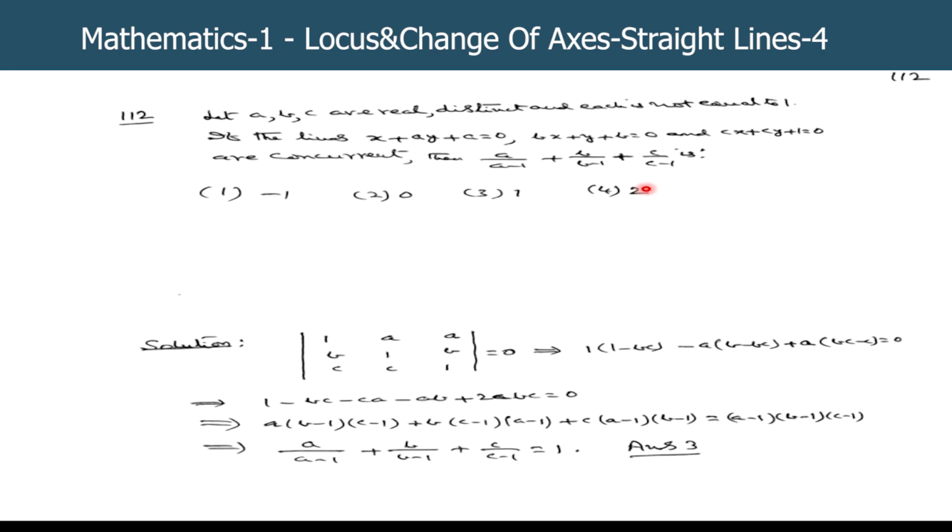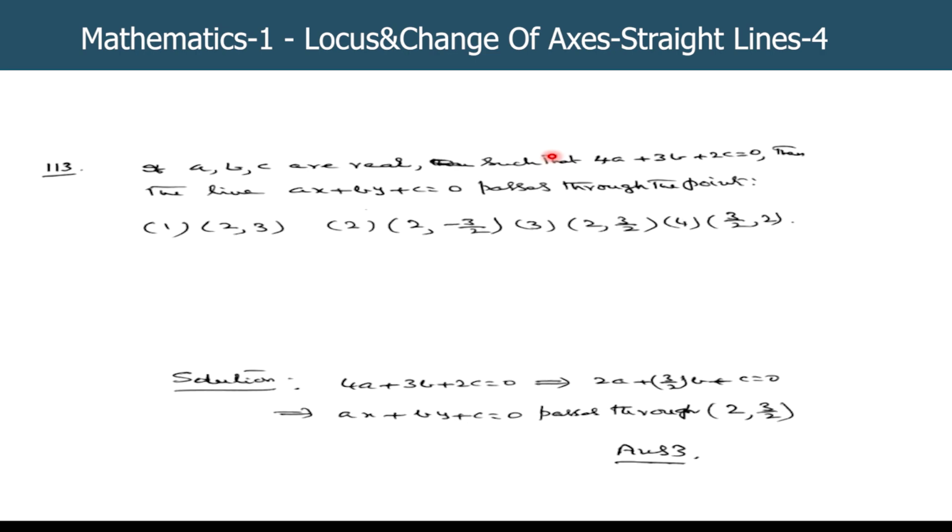Which indicates that a by a minus 1 plus b by b minus 1 plus c by c minus 1 is equal to 1. So the correct option is 3. So this is of course sometimes a JEE problem, but just for the Mains examination's sake I have given it here.